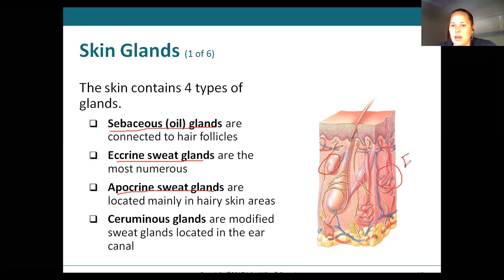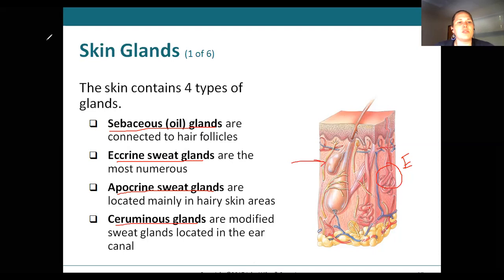So this is your eccrine, this is your apocrine, and the ceruminous glands are modified sweat glands located in the ear canal that are going to produce the sebum, or the earwax, that protects our ear from its outside environment. Sorry, really quickly, I mislabeled this apocrine. This is actually the sebaceous oil gland that is connected to the hair shaft that you see here. That's going to produce the oil that essentially coats the base of the hair.